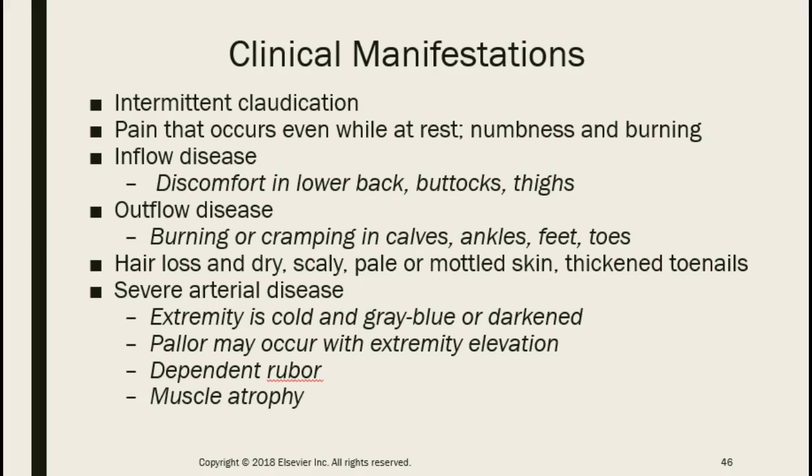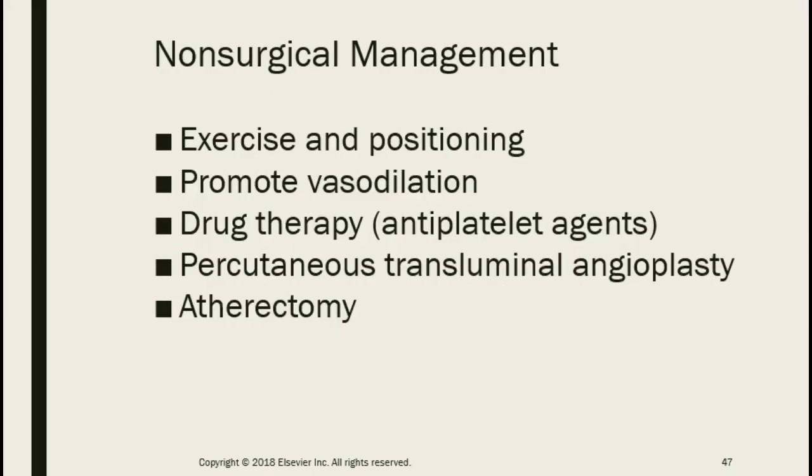There's often hair loss and dry, scaly, paler mottled skin. Toenails tend to be thickened. And in severe arterial disease, extremities can be cold or gray, blue, or darkened. Pallor can occur when the extremity is elevated, but when it's dependent, it'll be rubor or this red ruddy. And sometimes we even see muscle atrophy with this.